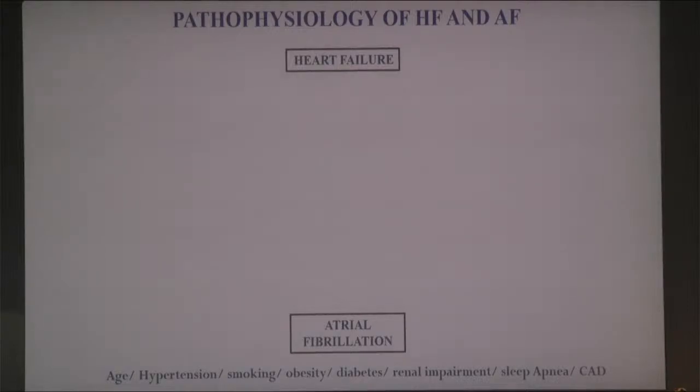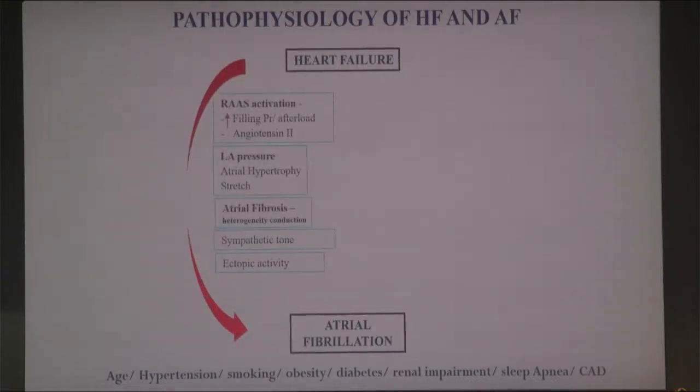And why is that? To begin with, heart failure and AF share the same risk factors, whether it's age, hypertension, smoking, obesity, CAD. And once heart failure sets in, a cascade sets in. You have the renin, angiotensin, aldosterone activation that increases the filling pressures and afterload, and in turn, that eventually increases the left atrial pressure, and the left atrium is very important, as you all know, for atrial fibrillation, leading eventually to atrial hypertrophy and stretch. So the stretch and the hypertrophy lead to fibrosis eventually, and that leads to heterogeneity of conduction.